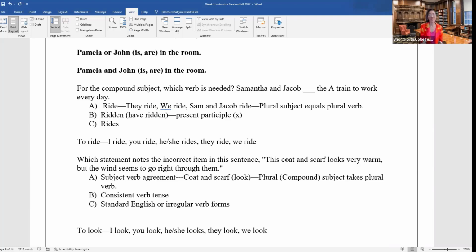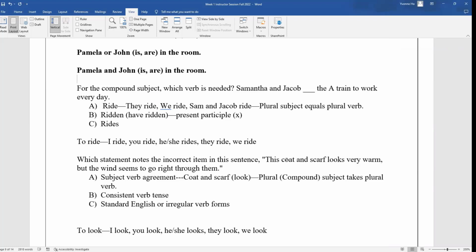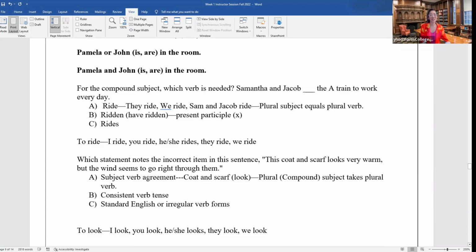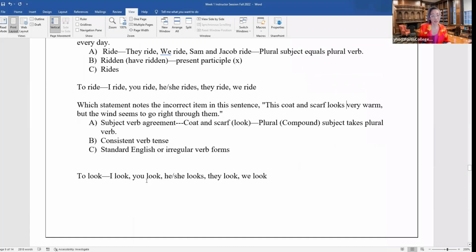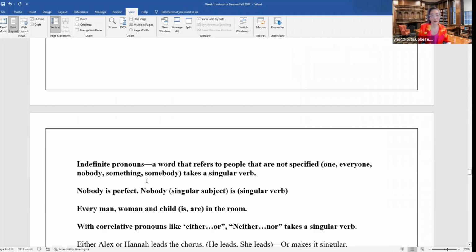Although I did write out the answer. Yes, it's subject verb agreement. This verb is plural? Because you need to have the correct answer, which should be: this coat and scarf look very warm, because coat and scarf is a plural subject. So here you have a subject verb agreement mistake. So A is the correct answer. Everybody got that? Okay. Yes, ma'am.